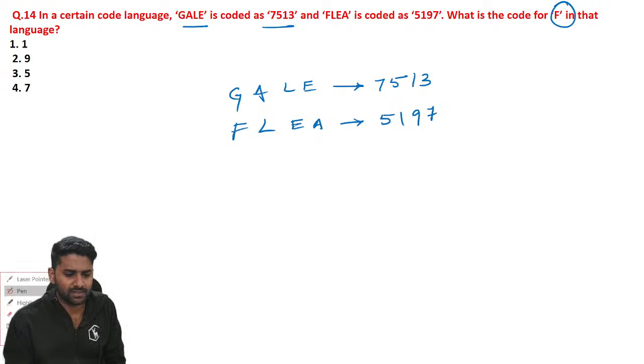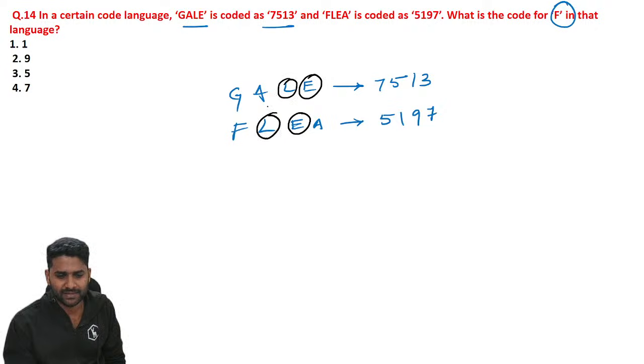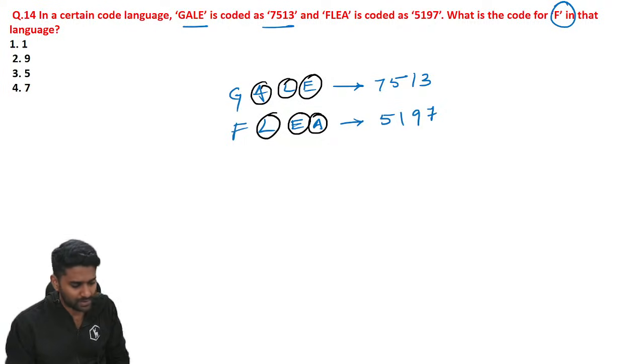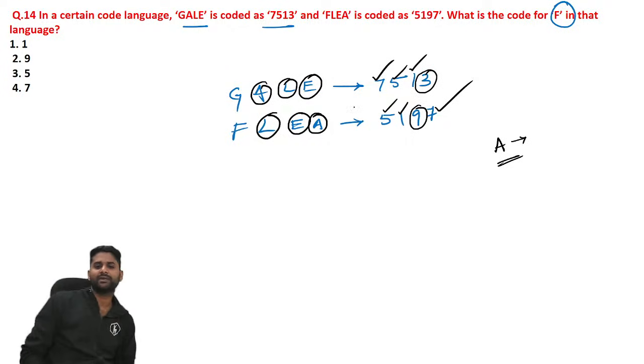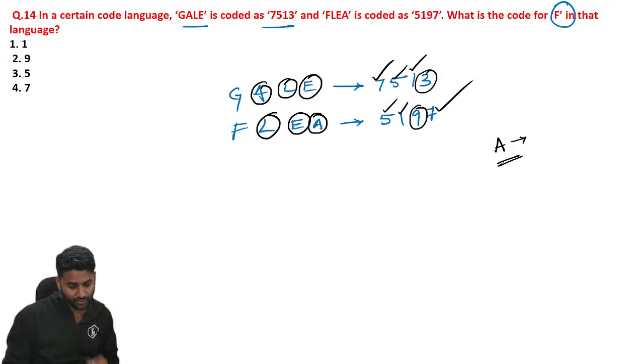Now if you observe, you cannot take exactly position to position. Observe that we have a few repetitions of letters. You can see that E is repeated, L is repeated, A is repeated. If elements are repeated, their respective numbers are also repeated. Now for example, what is the code for A? We are not sure. It can be a 7, it can be a 1, it can be a 5. So here, which letters are not repeated? G is not repeated, F is not repeated, so we can confirm their codes.